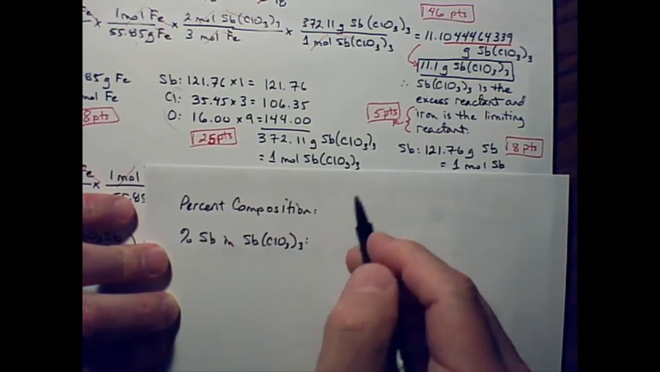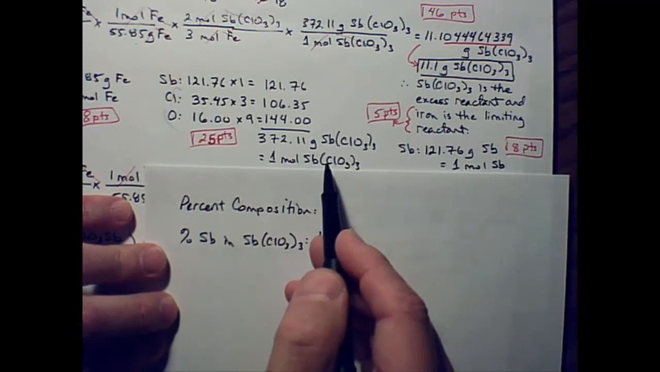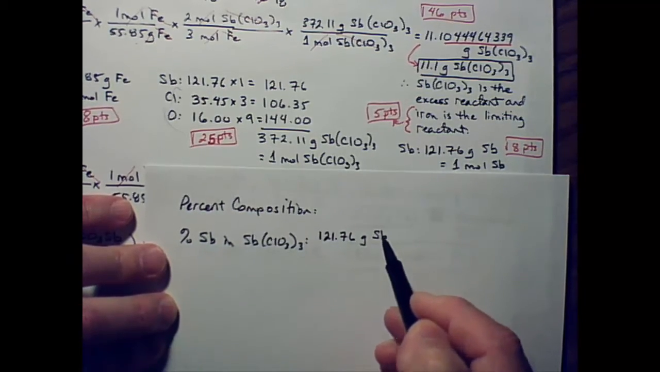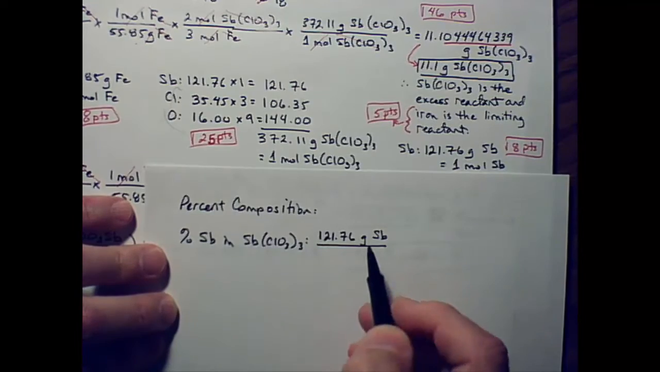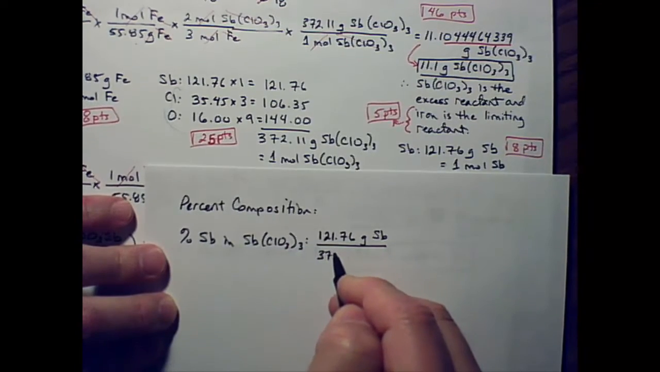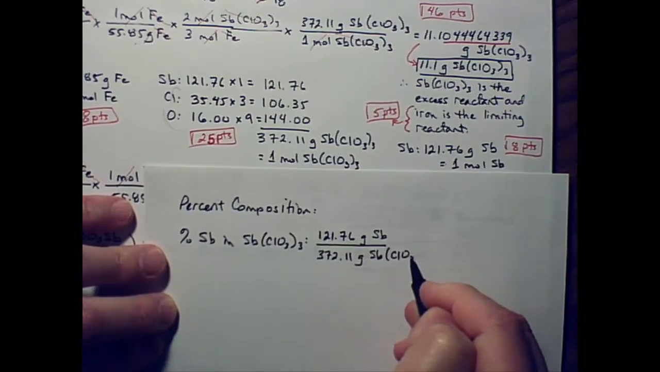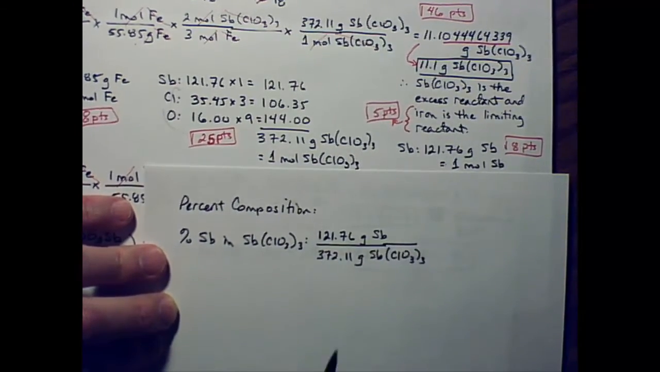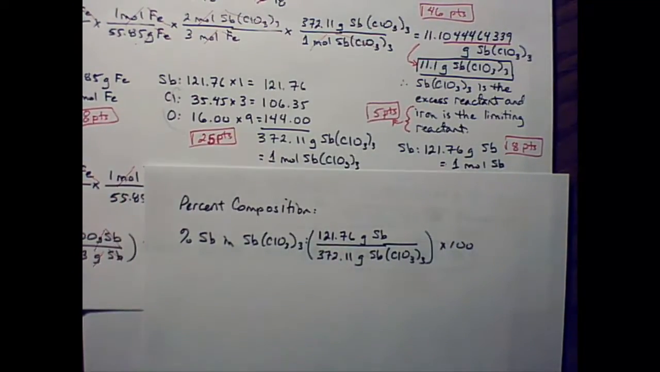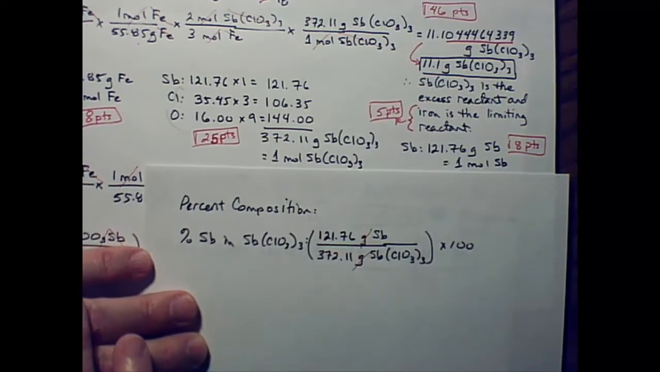So for the percent of antimony in antimony 3-chlorate, all we have to do is take this number right here: in 1 mole of antimony 3-chlorate, there's 121.76 grams of antimony. And in the whole, 1 mole of antimony 3-chlorate is 372.11 grams. Percents are put in parentheses, multiply by 100, do the math. Notice that we're canceling the units. A valid percent, as a chemist would say, always cancels out the units.